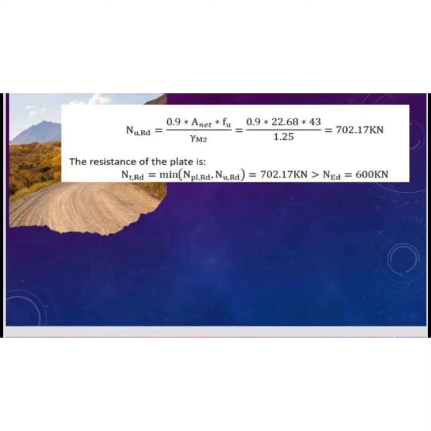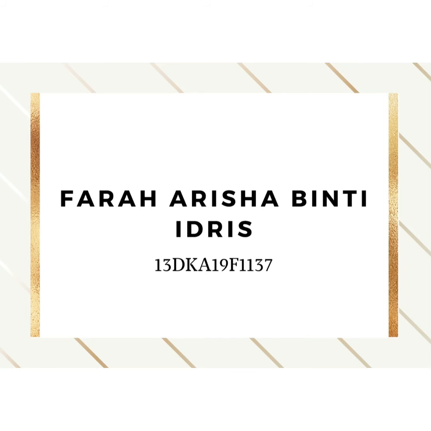So using the formula, 0.9 multiply A net, that is 22.68, multiply FU 43 and divide by 1.25, that is YM2. So using the formula we have 702.17 kilonewton. So the resistance of the plate is 702.17 kN, which is bigger than NED, that is 600 kN. Thank you. Assalamualaikum warahmatullahi wabarakatuh.